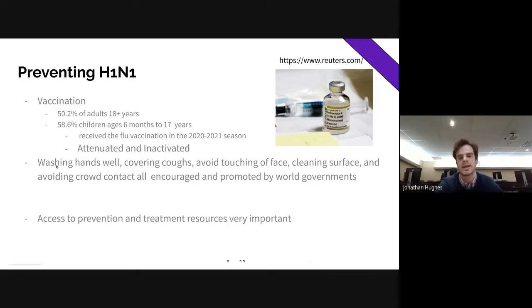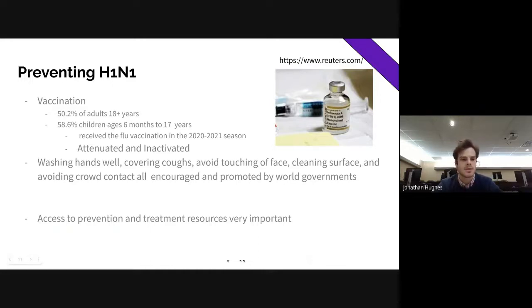And then also just the classic things that we should always be doing. Make sure you're washing your hands well, covering your coughs when you need to, avoiding touching your face, making sure to clean surfaces. Viruses can last up to about 24 hours on inanimate objects, so make sure you're cleaning those surfaces, and avoid large crowd contact. These are all ways that are encouraged and promoted by the governments of the world to stop the spread of flu. Another important factor is having access to prevention and treatment resources.